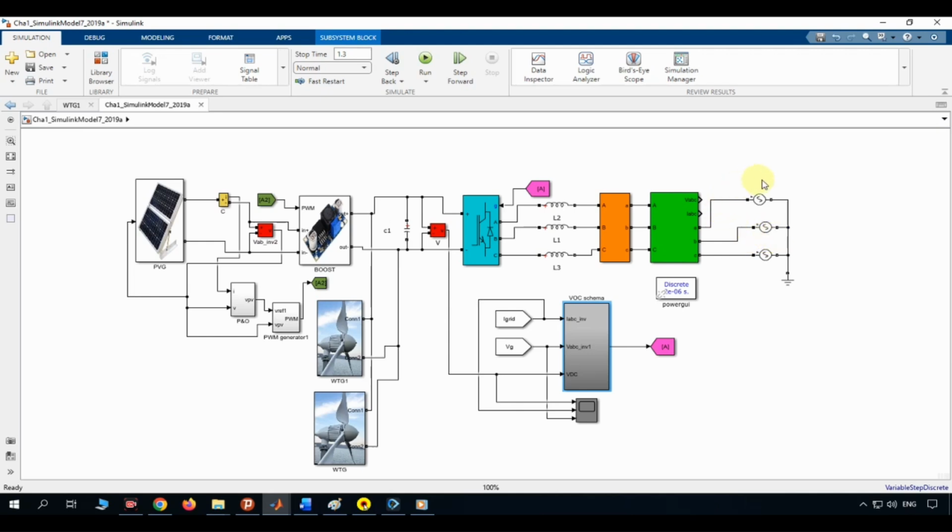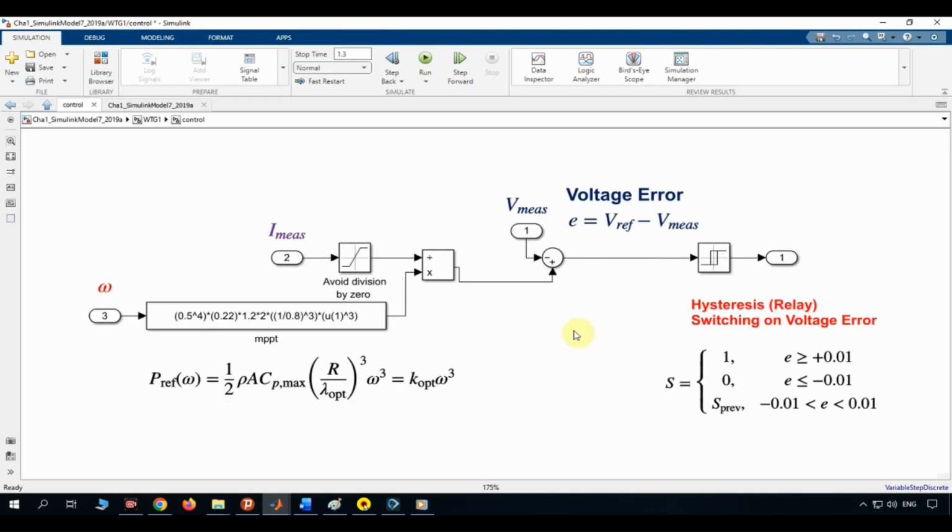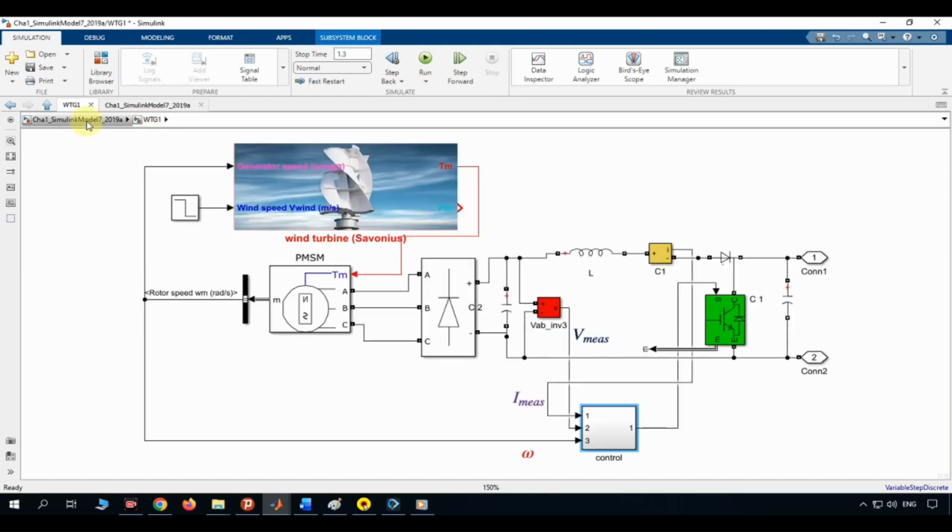In summary, this wind turbine subsystem models the complete energy conversion chain from wind to grid. The Savonius aerodynamic model converts wind speed into mechanical torque and power. The Permanent Magnet Synchronous Machine converts that mechanical energy into variable AC electrical power. A rectifier and boost converter convert that variable AC into stable, boosted DC. And a power signal feedback controller with hysteresis switching continuously drives the system toward its maximum power point, regardless of how the wind speed changes.